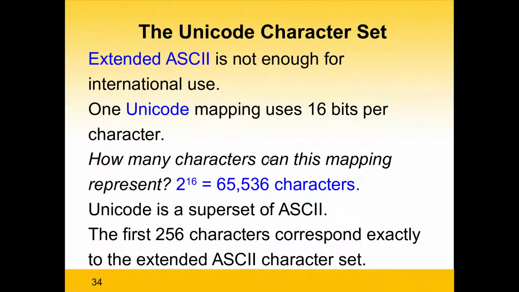Now, with the use of computers in languages other than English, it became necessary to support international languages, like Russian and Thai and Chinese and all the other languages, which use a lot more than 256 characters. So the extended ASCII was not enough. So they came up with something called the Unicode character set. And the Unicode character set, instead of using 8 bits per character, started using 16 bits, which is equivalent to 2 bytes.